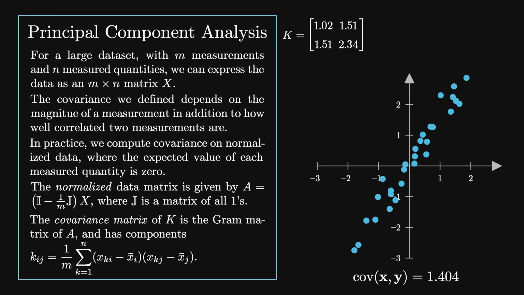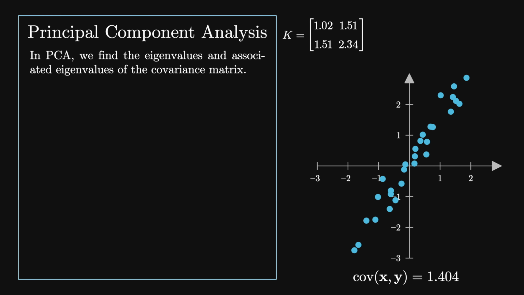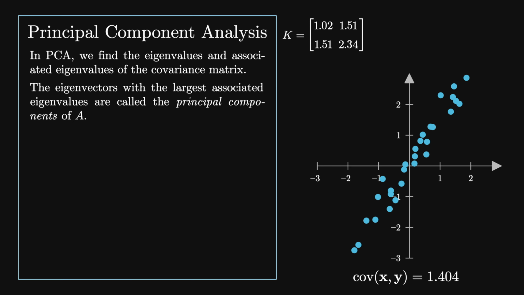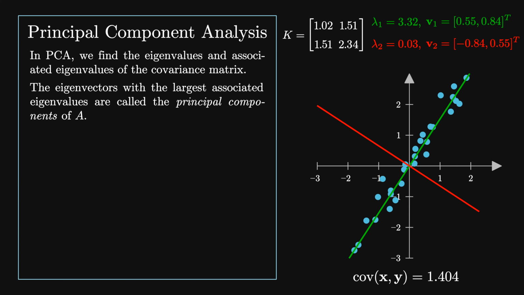In PCA, we find the eigenvalues and associated eigenvectors of the covariance matrix. The eigenvectors with the largest associated eigenvalues are called the principal components. Our example has one eigenvalue, lambda 1 equals 3.32, and normalized eigenvector v1 equals 0.55, 0.84. In this 2D case, most of the data falls along the line parallel to v1 that passes through the origin. However, for higher dimensional data, the data will primarily fall along a hyperplane spanned by the principal components. The other eigenvalue is 0.03. Basically, the data in this direction has very little meaning overall, so we can project the data onto the principal axis.